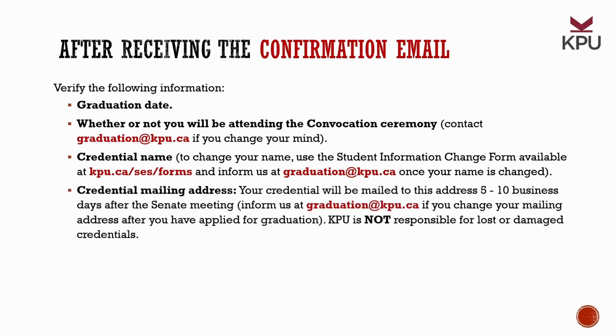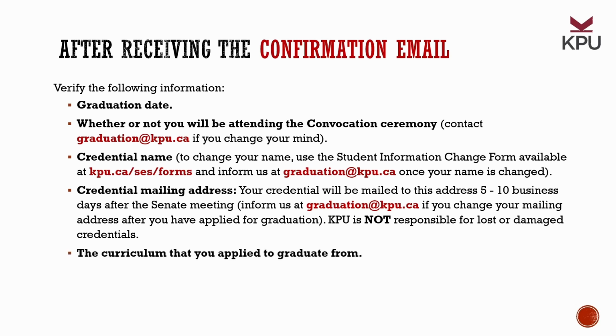Next, check that your credential mailing address is up to date. Your credential will be mailed to this address 5 to 10 business days after the Senate meeting at which your credential is conferred. If you change your mailing address after you have applied for graduation, please update your mailing address using online self-service. Once your mailing address has been updated, inform us at graduation@kpu.ca so that we can mail your credential to the correct address. KPU is not responsible for credentials lost or damaged. A $25 fee is charged for reissuing a credential.